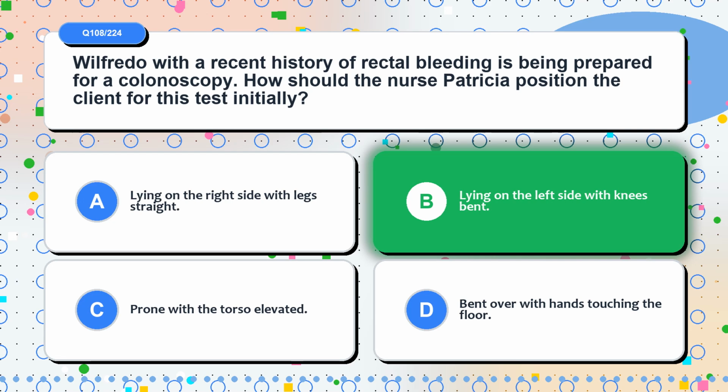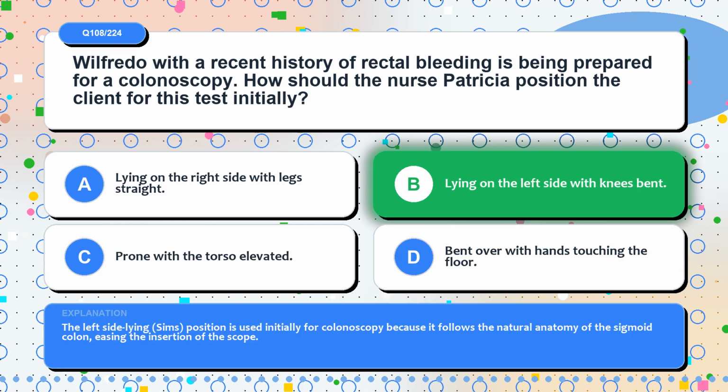The correct answer is option B, lying on the left side with knees bent. The left side lying Sims position is used initially for colonoscopy because it follows the natural anatomy of the sigmoid colon, easing the insertion of the scope.